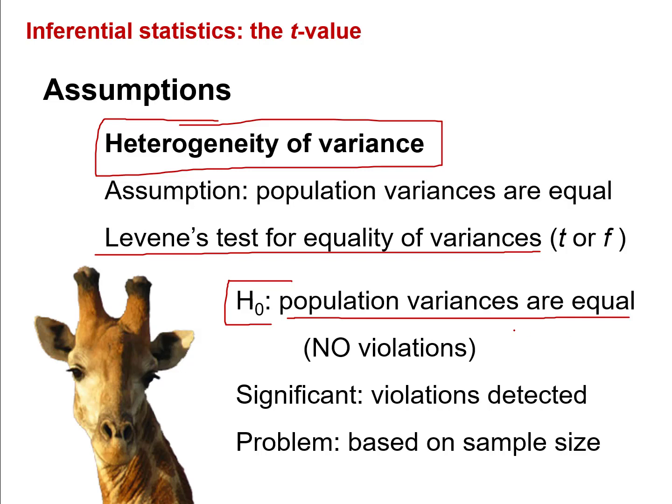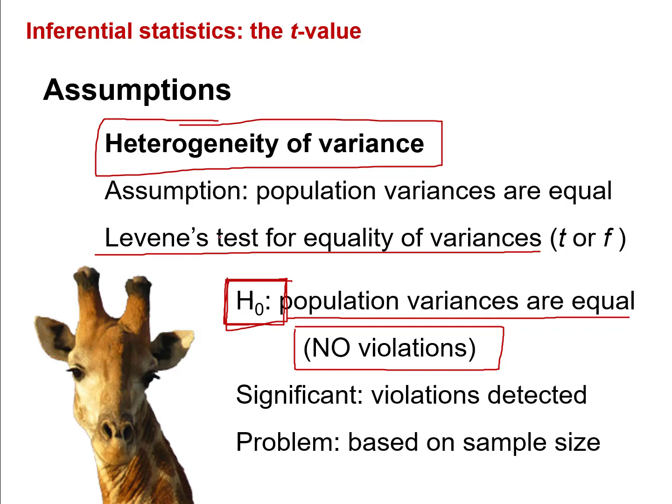That's our null hypothesis. The null hypothesis is that there's no differences between the groups in their standard deviations, that is, in their variances. And if that's true, it means there are no violations. If that's true, it means we have not violated that assumption that the population variances are equal. That means we do not have a problem with heterogeneity of variance. So we want this null hypothesis to be true. We want the variances in the two groups to be equal.